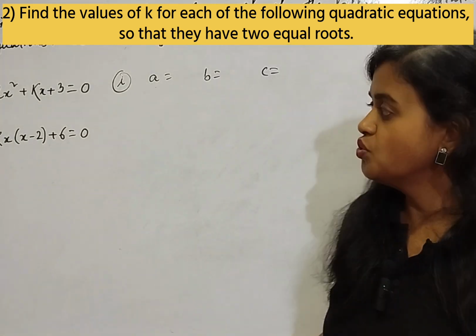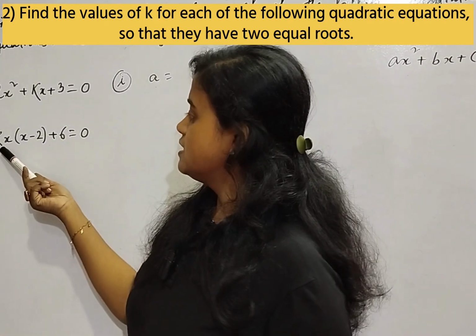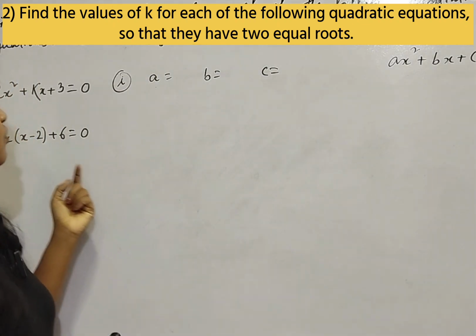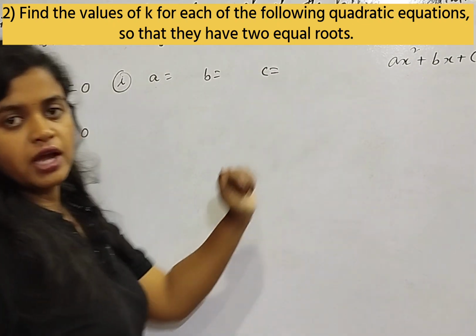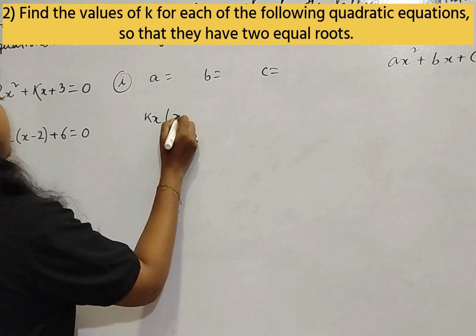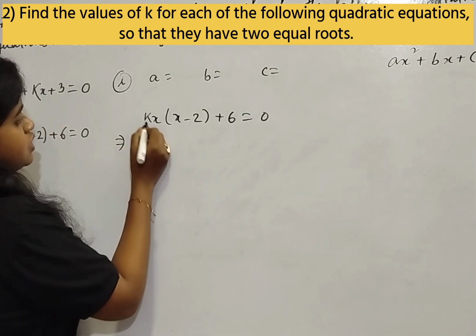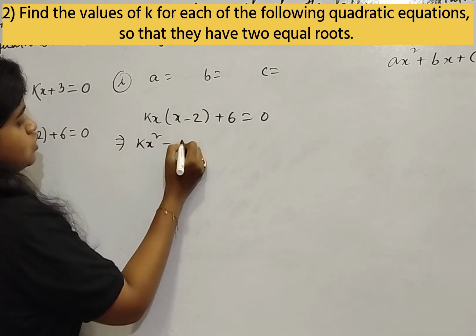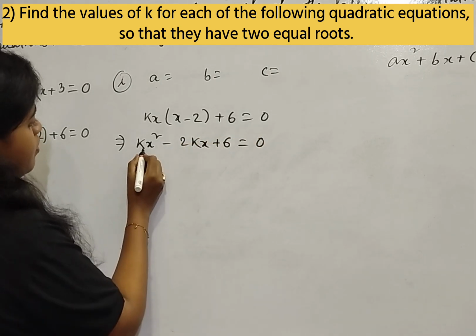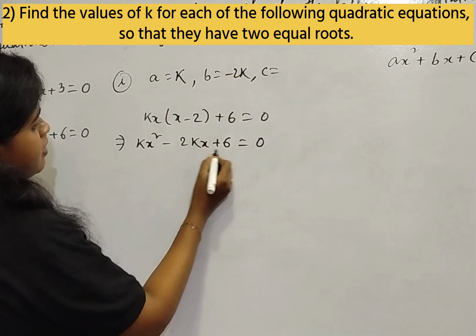Now for question number 2, we have to find the values of a, b, c. But here this quadratic equation is not in the form of ax square plus bx plus c. That's why we have to put it in this form, then we can find the values of a, b, c. So kx into x minus 2 plus 6 equals 0. Multiplying this out, we get kx square minus 2kx plus 6 equals 0. Now the value of a is k, the value of b is minus 2k, and the value of c is 6.